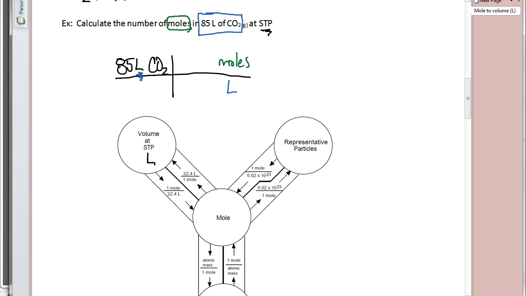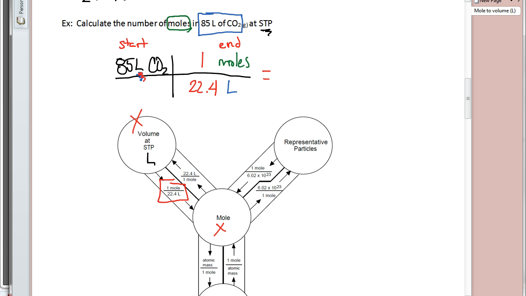Rewrite liters. Now, I can use the mole road, and again, we talked about this before. Whatever you have here is where you start on the mole road, and whatever you have here is where you end on the mole road. So it looks like we're starting at liters, because it says liters there, and we're ending at moles. And so the conversion factor to go from liters to moles is 1 mole over 22.4 liters. I just took that conversion factor and put it right up there.